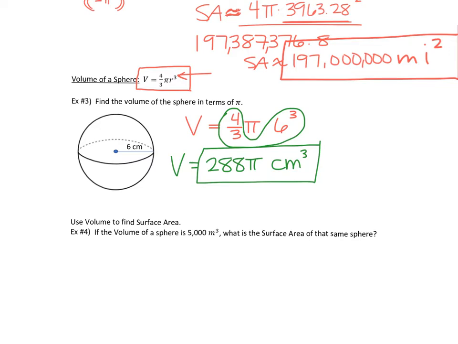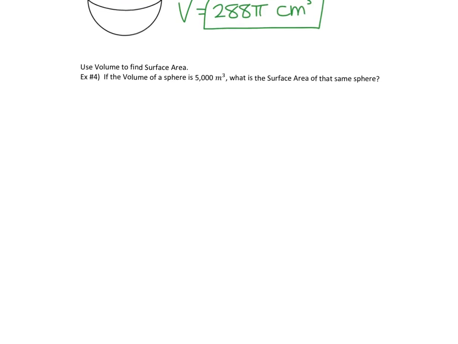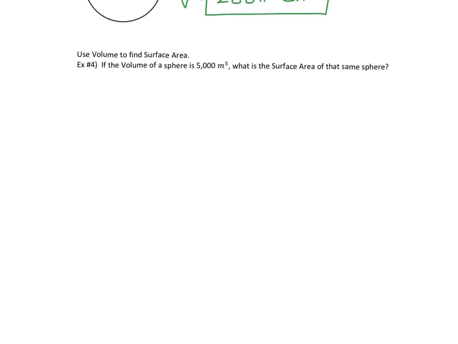Okay, now here's where it gets a little bit fancy. This is probably the one that gives the most trouble in this lesson. It says use volume to find surface area. And if you think about your formulas, surface area is 4 pi r squared, and volume is 4/3 pi r cubed. Okay, they both have r in them. And that's what's going to be helpful: we're going to find r from the one and use it in the other. So look at what we know.